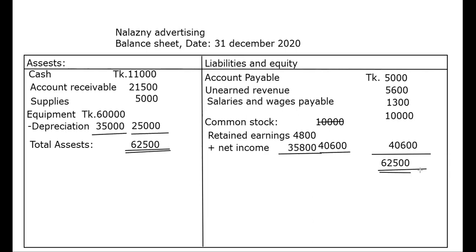Our calculation is completed. That is the actual calculation for closing entries and adjusted balance sheet that we need to complete for our calculation purpose. Now we'll look for our accounting equation, assets equal liabilities plus owner's equity, and then we'll go for our entries.